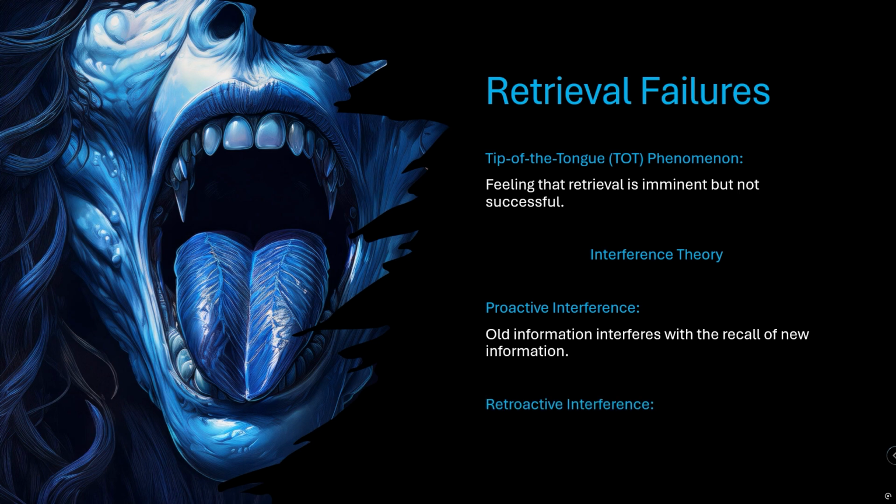Retroactive interference is the opposite of that. So proactive and retroactive. With retroactive interference, the new information interferes with the recall of old information. So when you're trying to recall what it was, it's difficult because what is so close to the front of your memory.